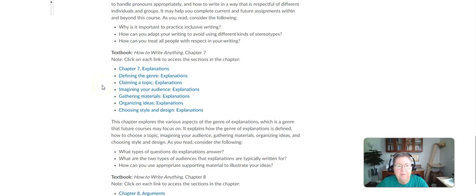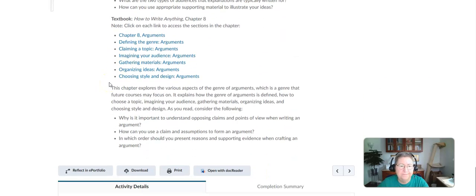The reason that they include them as an optional reading is that in future courses, you're very likely to use these two genres, explanations and arguments. And at that time, I can guarantee that you'll have readings available to you that will explain those genres.